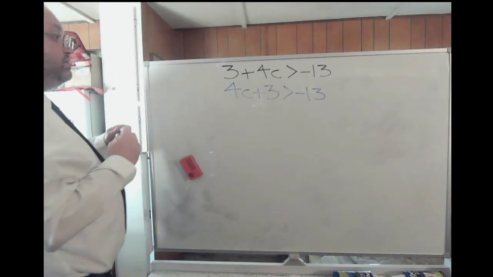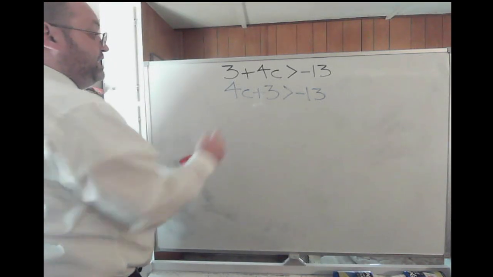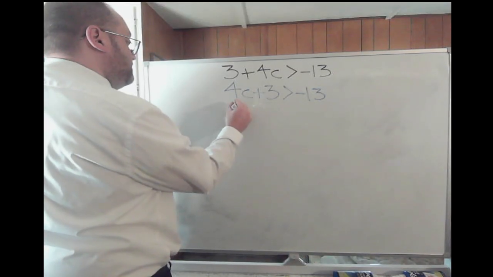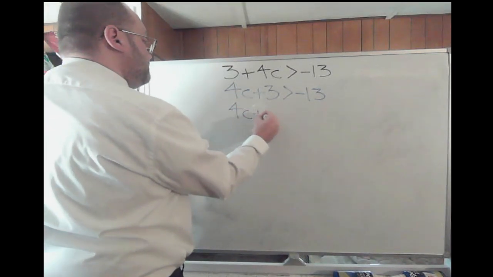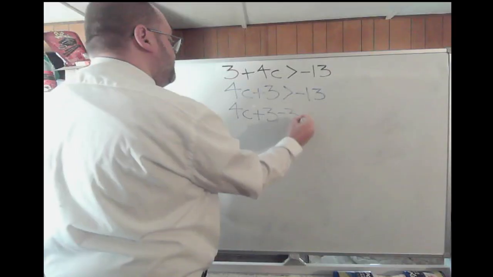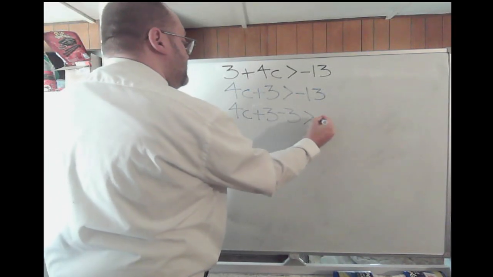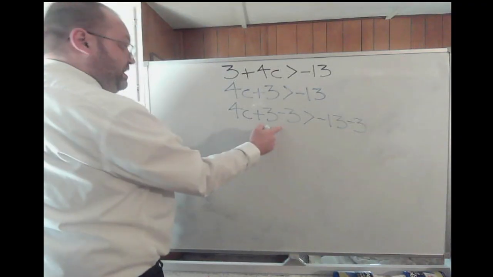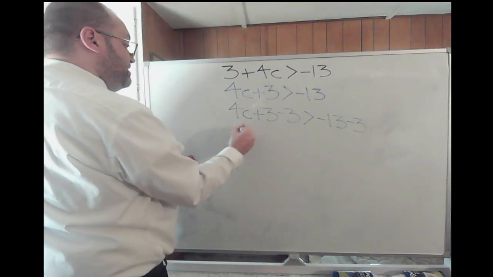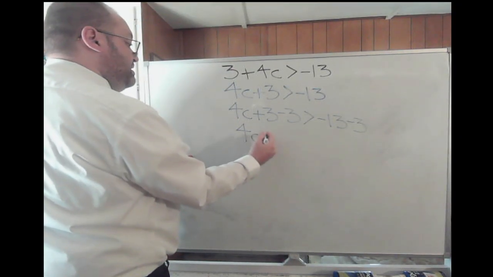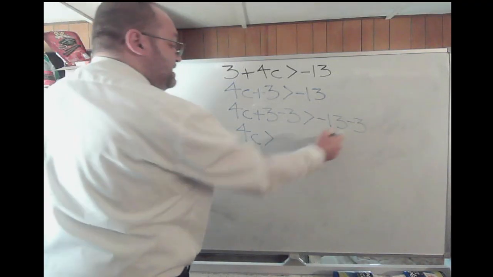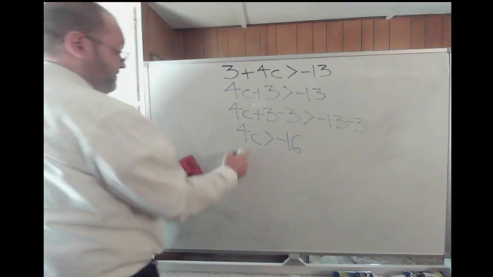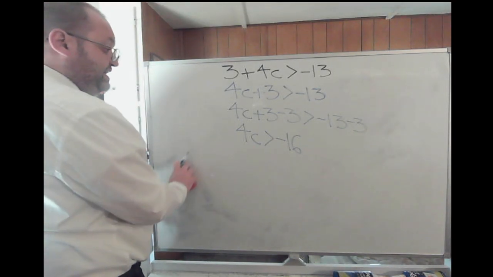Alright, so now we want to get the 4c by itself. Well, we have plus 3, so we need to do minus 3. So you'll have 4c plus 3 minus 3 is greater than negative 13 minus 3. Well, 3 minus 3, that's 0 on the left. You're just left with 4c. That would be greater than negative 13 minus 3. That's negative 16. So we have 4c is greater than negative 16.